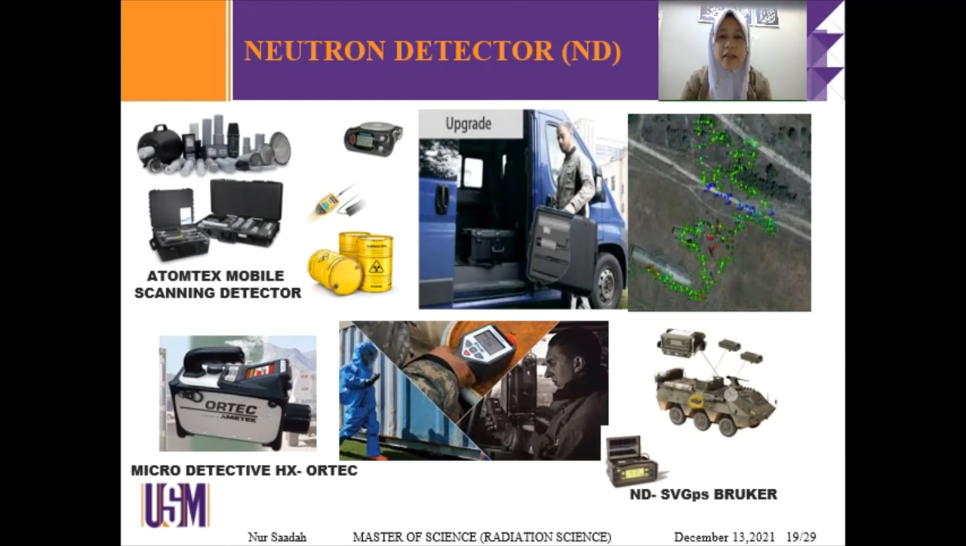So we continue with the other detectors. From this picture, an officer carries the bag of the Autotech mobile scanning detector. Why do we use the bag? Because if you want to know where the radioactive source is, behind you or inside your area, you can detect it with the detector. The display shows green color, which is a safe area. When you see red color, this is an area of radiation. Also, the ND SV GPS can detect radiation from a vehicle, and can also be used for emergencies, and the OTEC is also a neutron detector.